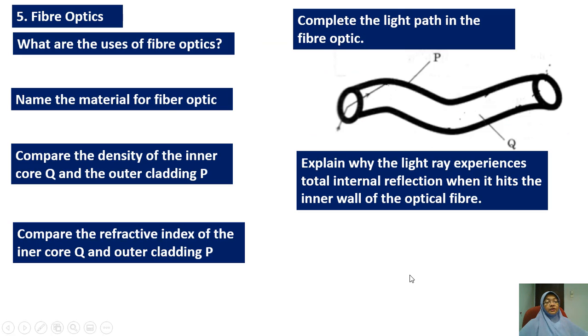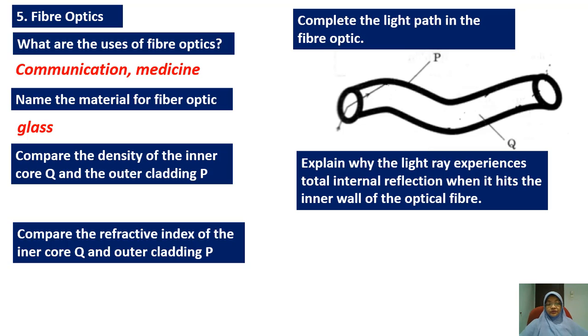Okay, fiber optics. What are the uses of fiber optics? Communication, medicine. The material for fiber optics is glass or plastic. Compare the density of inner core Q and outer cladding layer P. Q must be denser than P. Compare the refractive index: the denser the material, the higher the refractive index. So Q is larger than P.